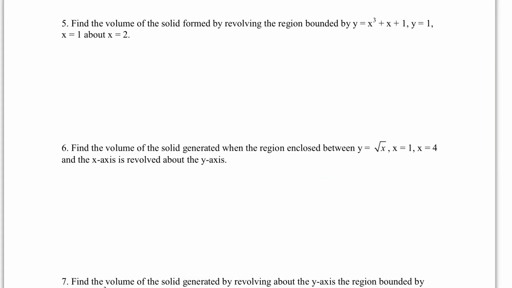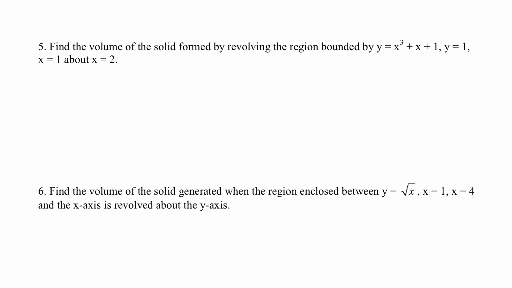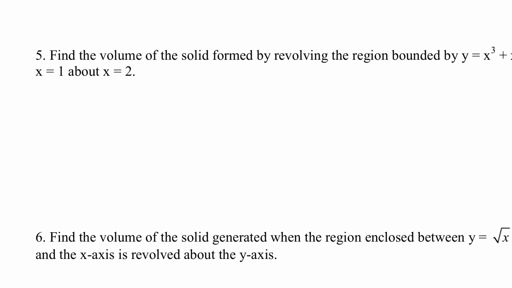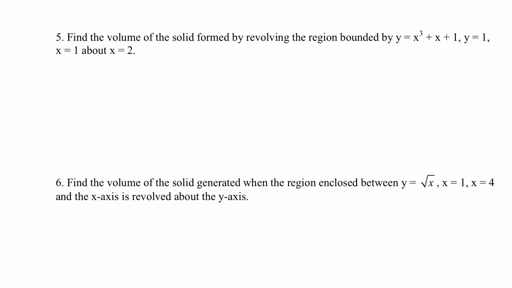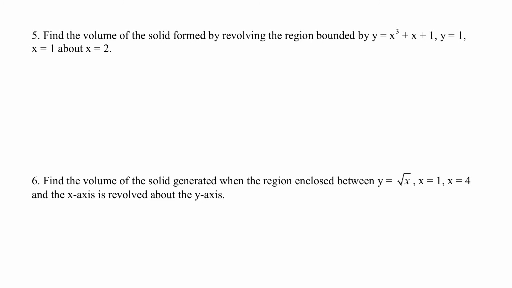Okay, I have more to show you how we do this one. And the rest of these I'm going to post up for you guys in class. But I do want to do one more to show you how if it's revolved about a line. So let's just do this one. We've got: find the volume of the solid revolving the region bounded by y = x³ + x + 1, y = 1, x = 1, about x = 2.